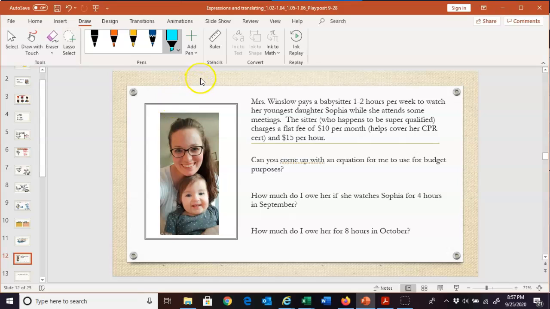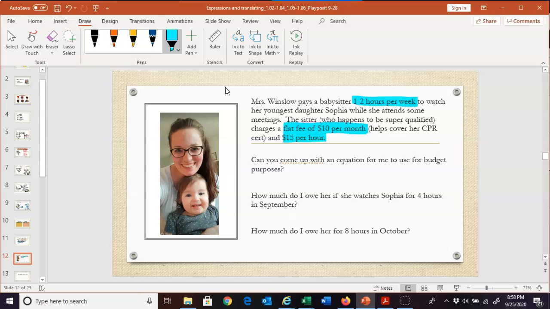All right, so let's try this example. Miss Winslow pays a babysitter 1 to 2 hours per week to watch her youngest daughter, Sophia, while she attends some meetings. The sitter, who happens to be very qualified, by the way, charges a flat fee of $10 per month. I like to highlight important things on our papers. That helps cover her CPR certification, maybe her gas money, different things like that. And then she also charges $15 per hour to watch Sophia. So of course, this is our important information here.